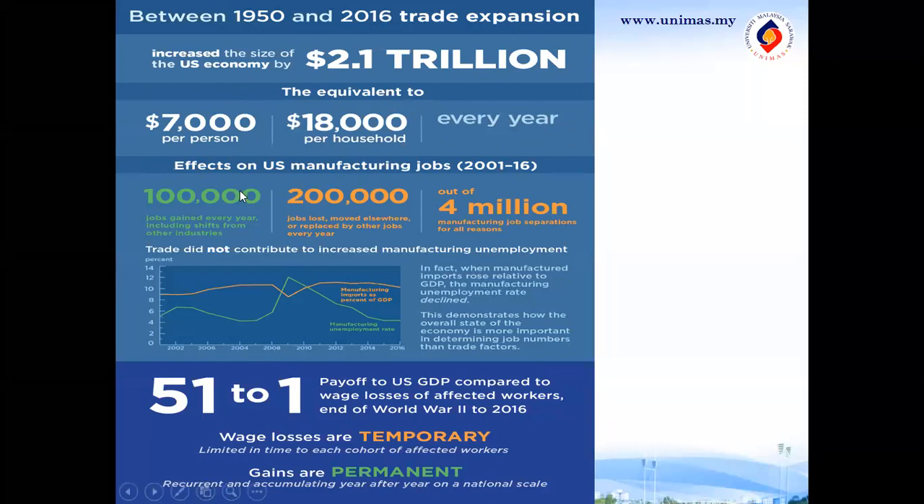And this is the contribution, right? So the effect on U.S. manufacturing jobs, for example: 100,000 jobs gained every year, and at the same time 200,000 jobs lost or moved elsewhere or replaced by other jobs every year, out of the 4 million manufacturing job separations. This shows that as a result of globalization, things will change in terms of the nature of jobs or employment and so on. But this is the overall benefit in terms of US GDP, right? The ratio is 51 to 1 payoff to US GDP compared to wage losses of affected workers.